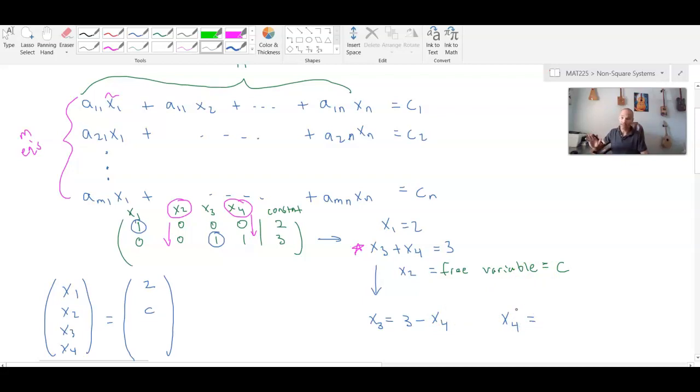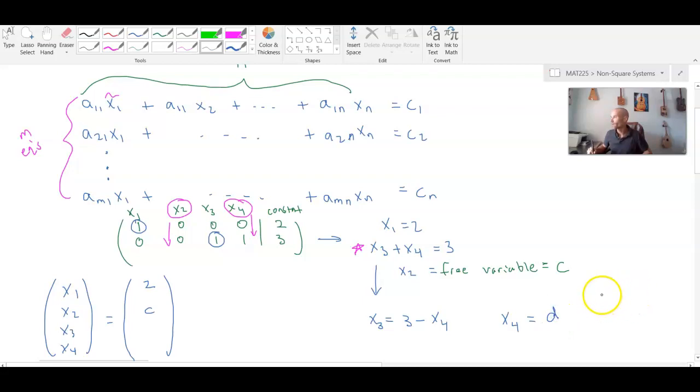It could be anything we want it to be. But once we know what x4 is, for example, if x4 is 1, then x3 has to be 2. If x4 is 5, then x3 has to be negative 2. So x4 is going to be some other value. You could call it s, t, whatever you want. It just can't be c again because it doesn't have to be the same as the value of x2. We don't have a statement in here saying that x4 equals x2. So x4 is any value that we want.